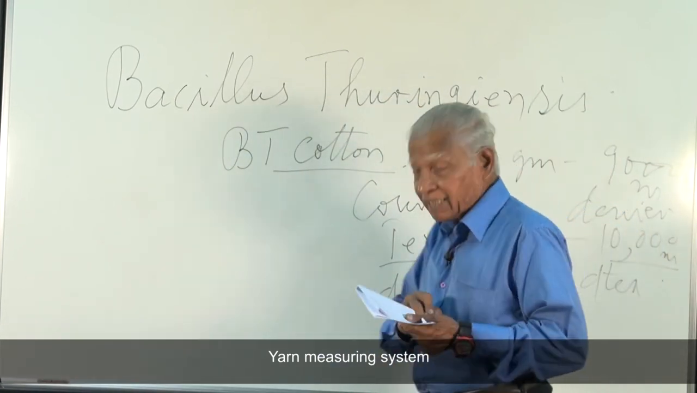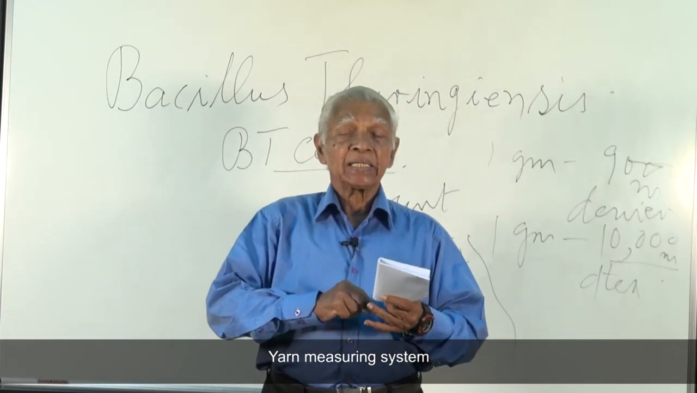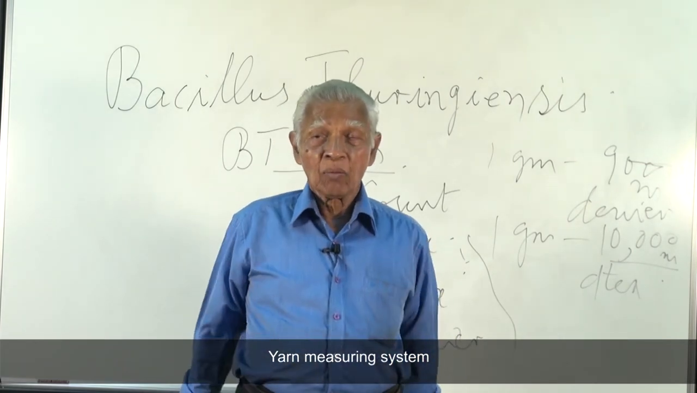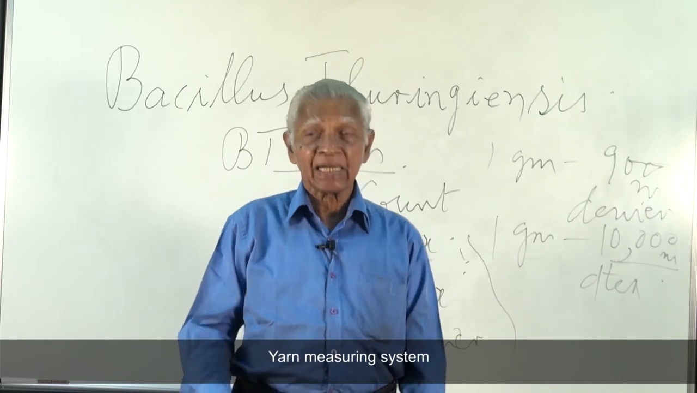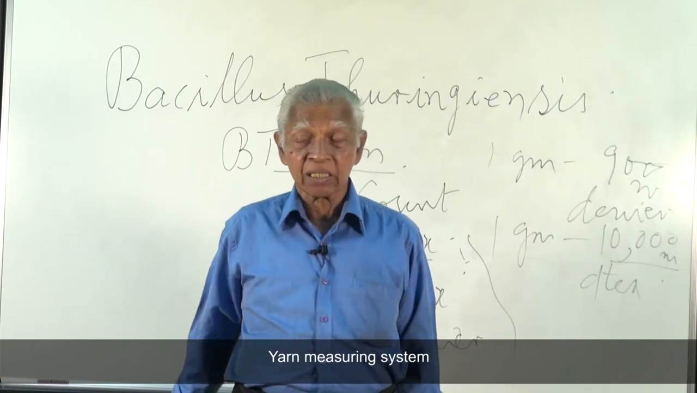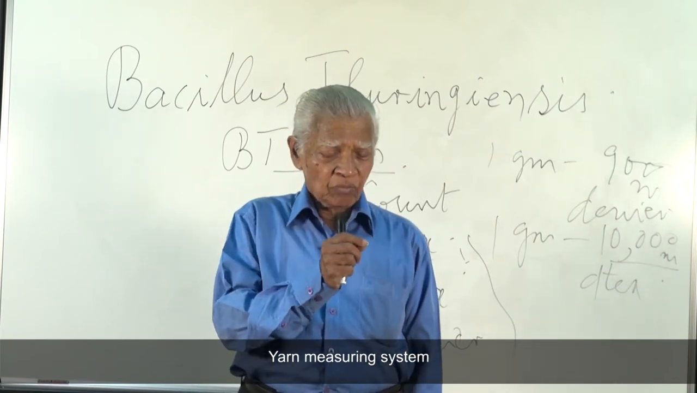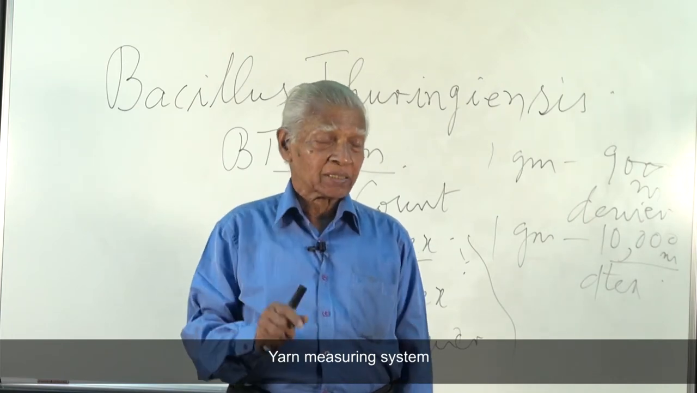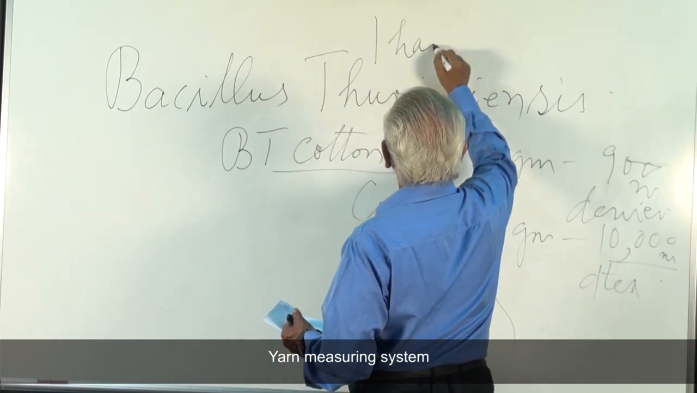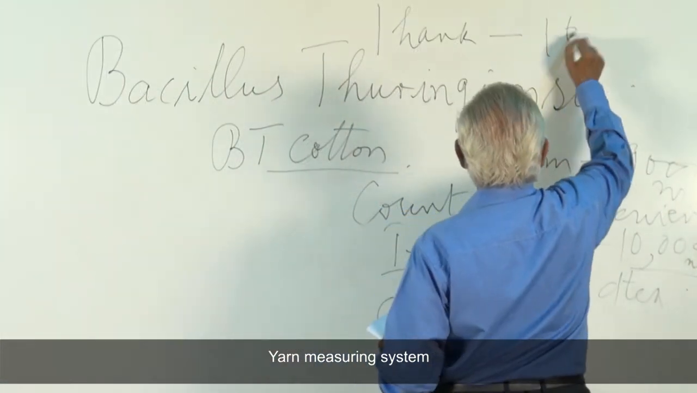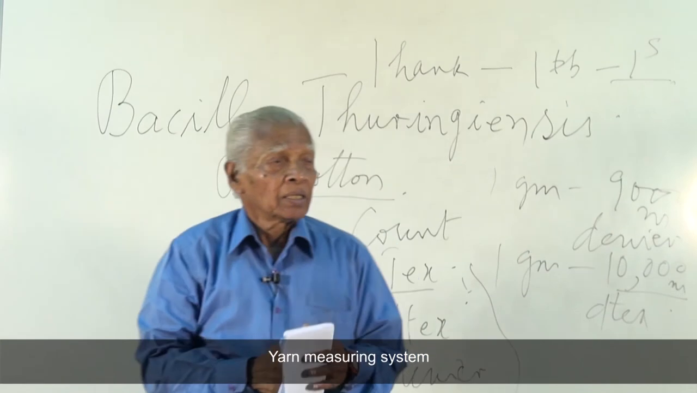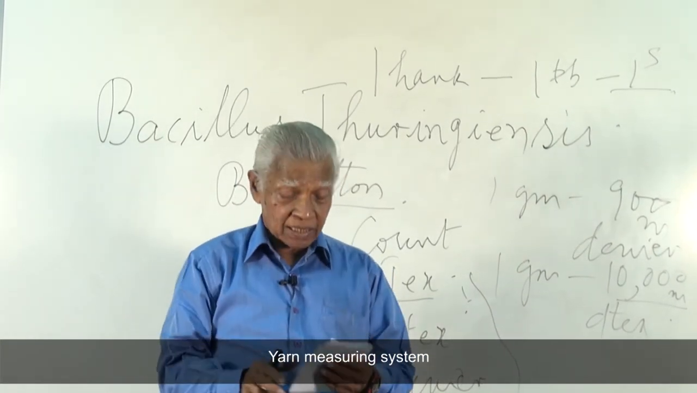So, tex, denier, and decitex are direct systems of yarn numbering, while English cotton count is the indirect system of yarn numbering. Here, the hank means 840 yards, and if there is one hank in 1 pound, it is called one's English cotton count. One hank in 1 pound. It is called ones. And this is an indirect system.